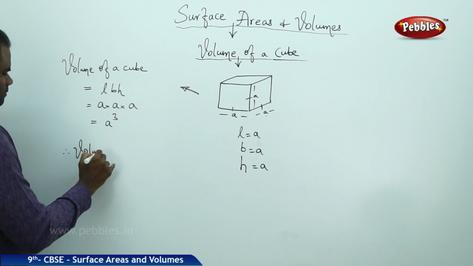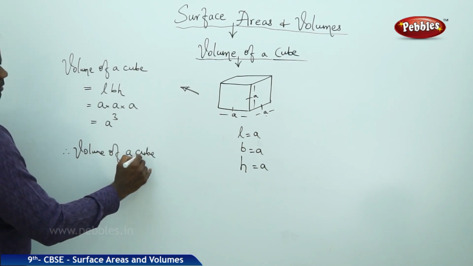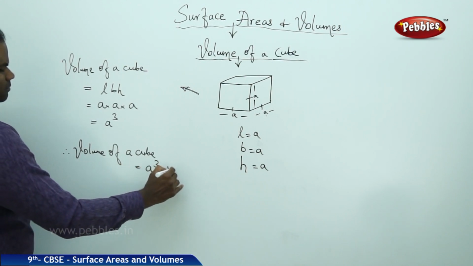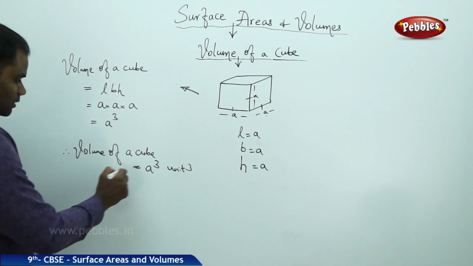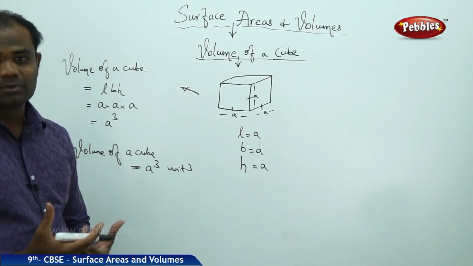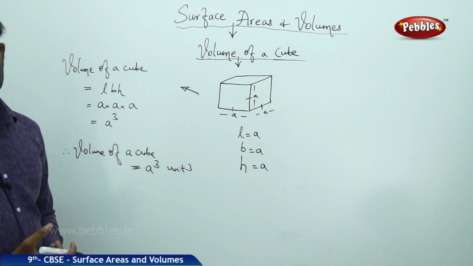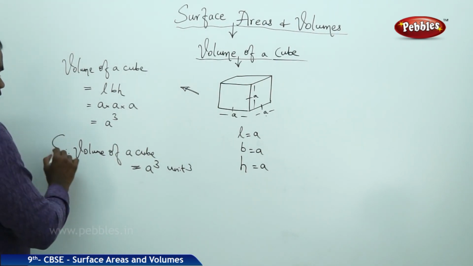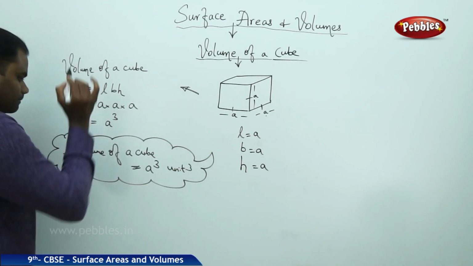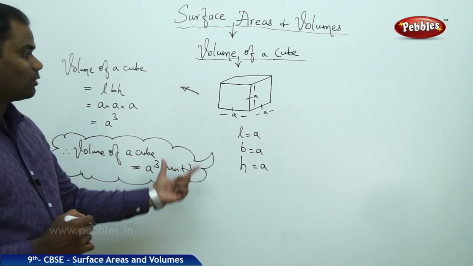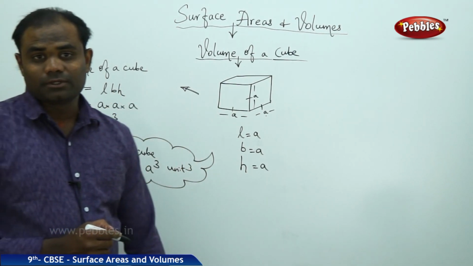Therefore, volume of a cube is A cube unit cube. That's how we get it. So if you know the side of a cube, just cube it and we get the volume of the entire cube. That is how we understand the volume of a cube, understood through the formula of a cuboid. Volume of a cube is A cube unit cube.